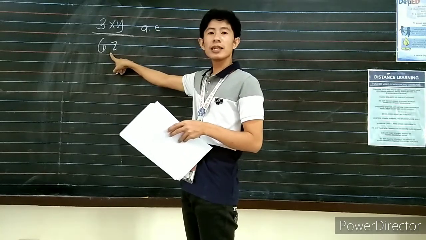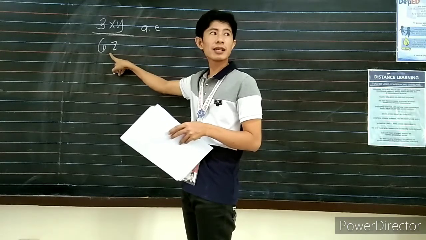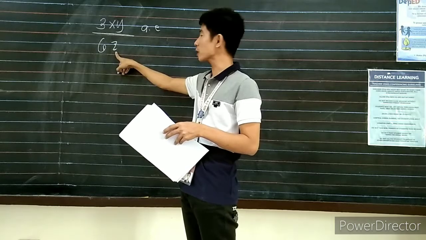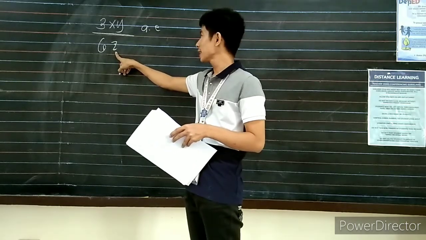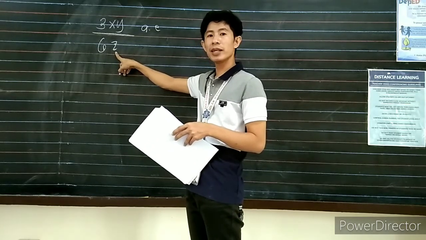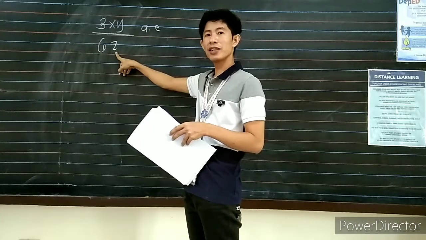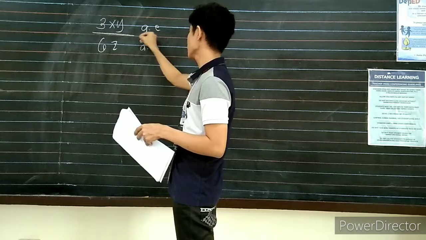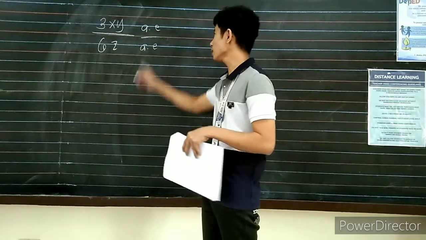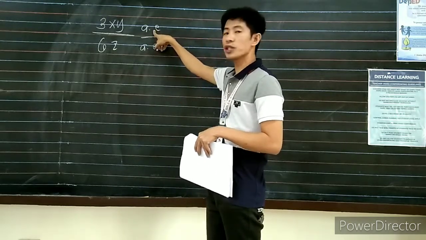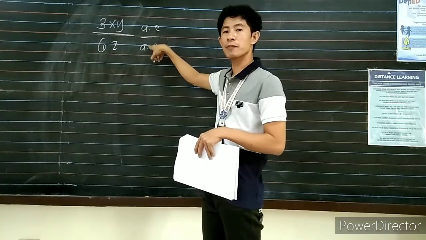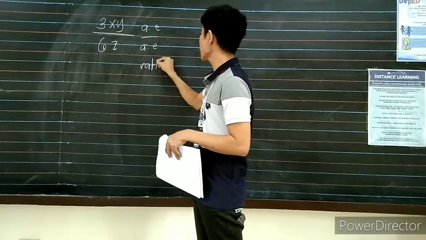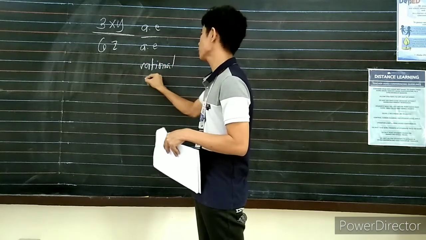Let's focus on the denominator, which is 6z. Is there any negative or fraction in the exponent of the term in the denominator? There is none. So therefore, this is also an algebraic expression. And as we recall, the quotient of two algebraic expressions is considered a rational algebraic expression.